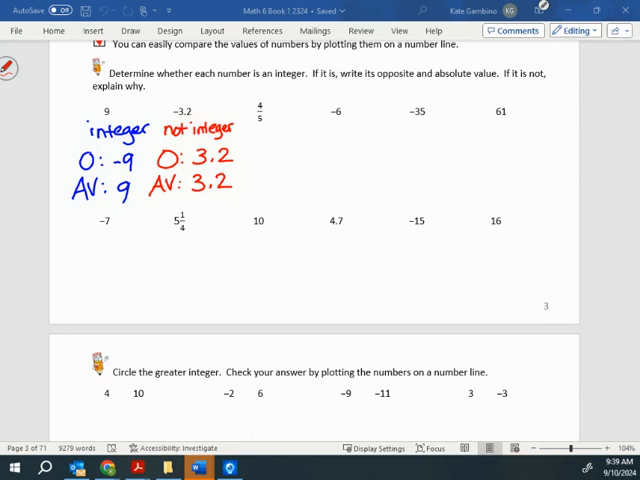Let's do another one. 4/5. Is that an integer or not an integer? Kelly. Why isn't it an integer? Because it's a fraction, not an integer. But I need to find its opposite and its absolute value. What is the opposite of 4/5? Gemma? Negative 4/5. And what is its absolute value? Emerald? 4/5.